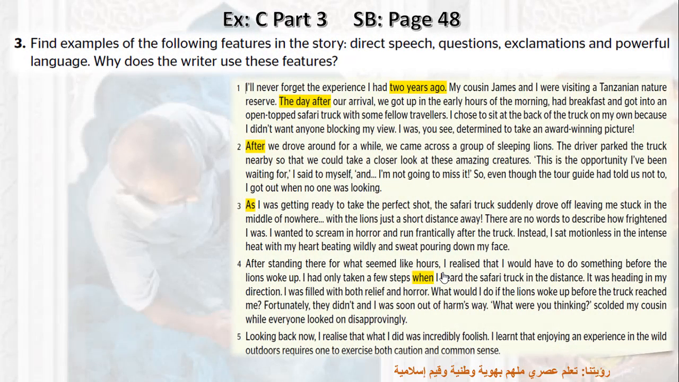Exercise C, Part 3, Student's Book, page 48. Find examples of the following features in the story: direct speech, questions, exclamations, and powerful language. Why does the writer use these features?